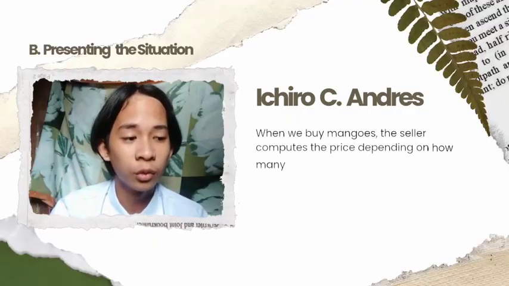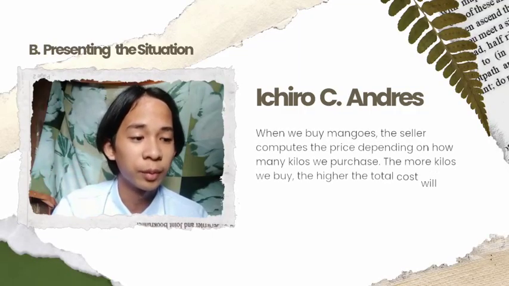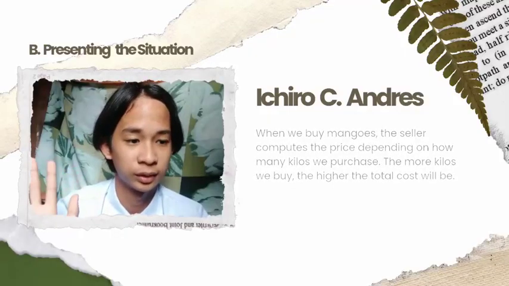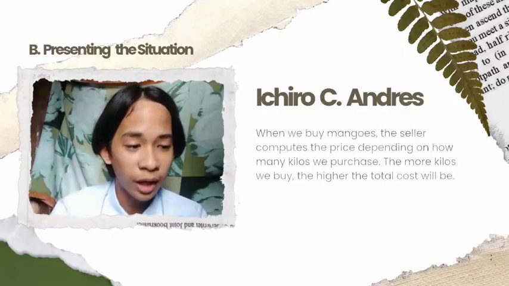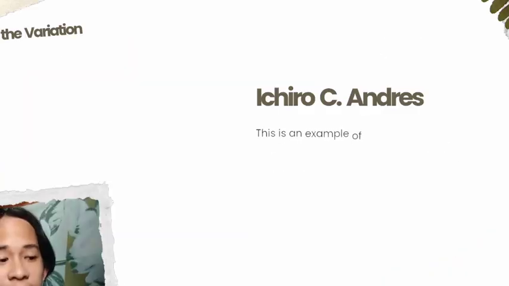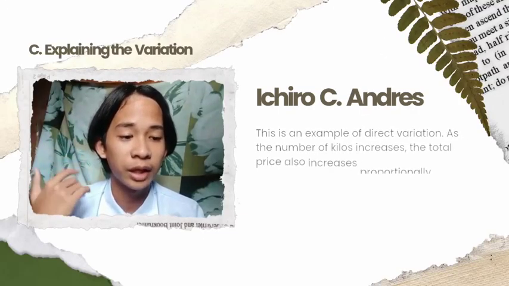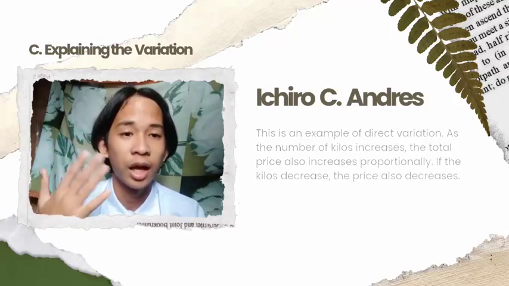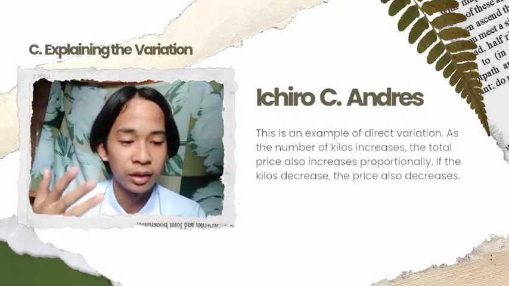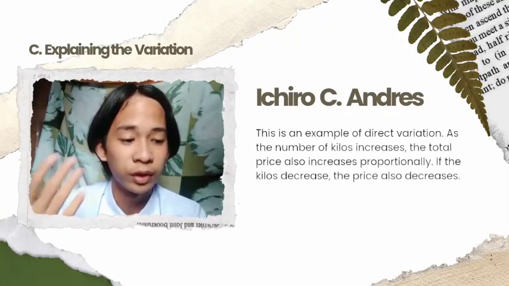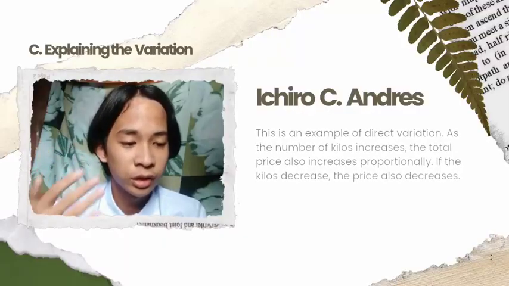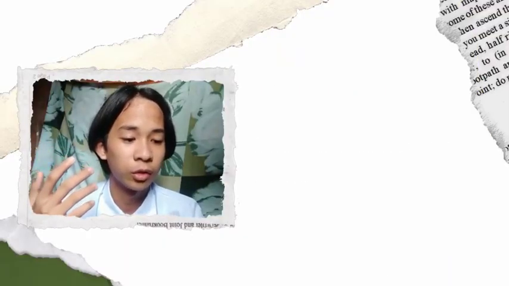When we buy mangoes, the seller computes the price depending on how many kilos we purchase. The more kilos we buy, the higher the total cost will be. This is an example of direct variation. As the number of kilos increases, the total price also increases proportionally. If the kilos decrease, the price also decreases.